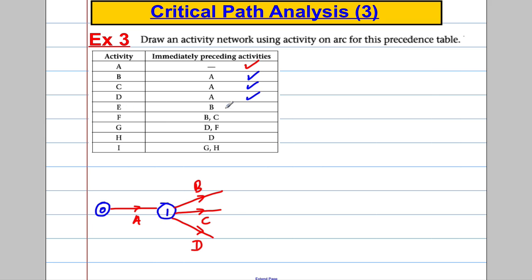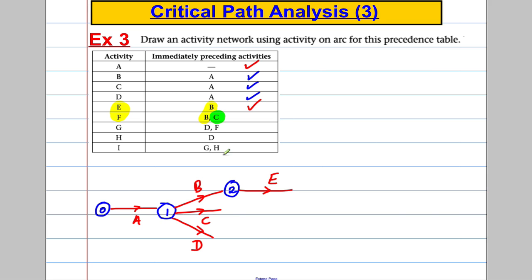Now I have E depending on B, so I can close off B and call it number 2, and have E depending on that. So I'll have E like this. So I'm all the way done up to here. Now F depends on B and C being complete. I should have probably pointed this out at the start, but when you see two activities depending on an activity, so they have an activity in common, but they have another activity which they depend on that's not in common, that's when you're going to have a dummy. So there's going to be a dummy going on in this scenario here.